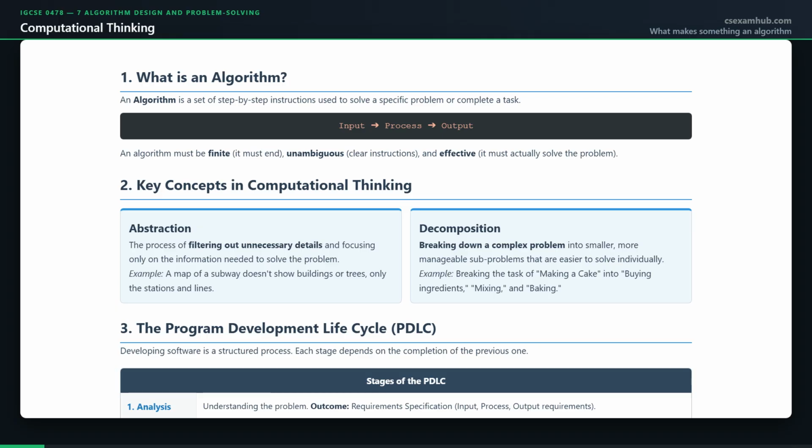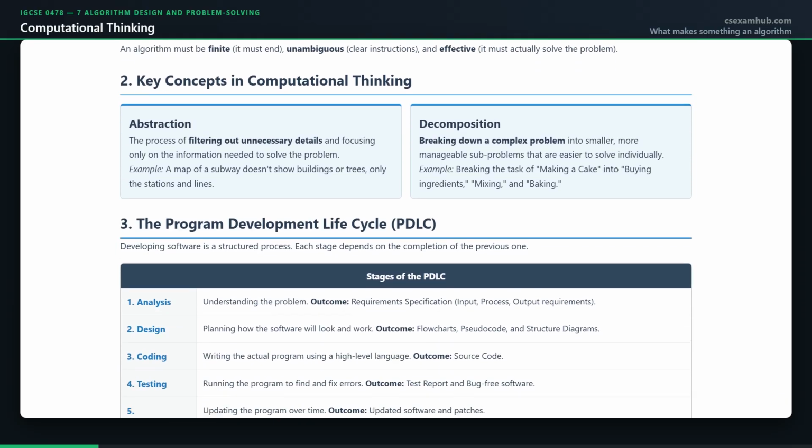It must be unambiguous. Every instruction must have exactly one interpretation, which is why "cook until done" is not an algorithmic instruction, and "heat to 180 degrees for 25 minutes" is. And it must be effective. It must actually solve the problem it claims to. Everything an algorithm does fits the shape input, process, output. Data comes in, something is done to it, a result comes out. Hold on to that phrase because it comes back when we decompose a system into parts.